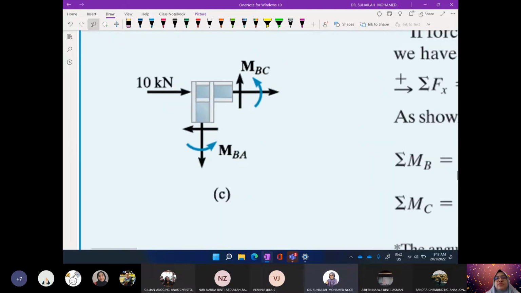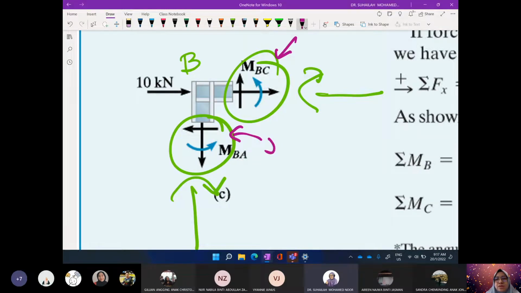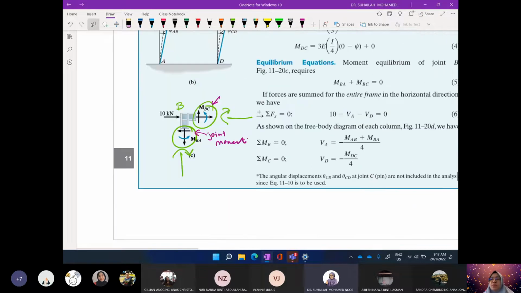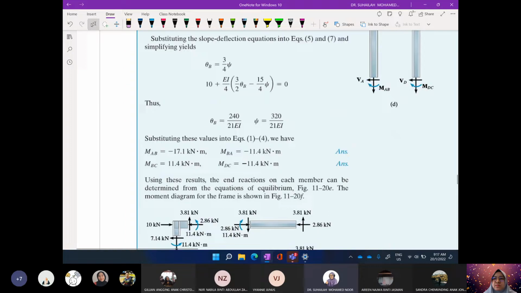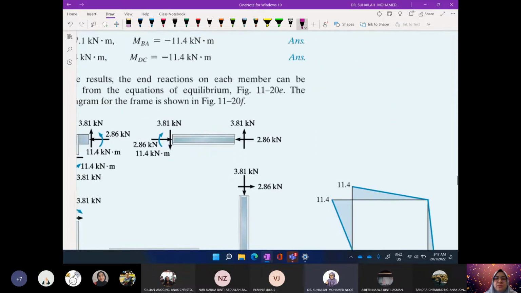And again, this is for joint D. The joint moment is opposite with the member end moment. Member like this, and the joint moment, this is the joint moment, opposite with the member end moment. So we distribute the joint moment. You see? So this is the member, and the moment is clockwise. This is the member end moment.